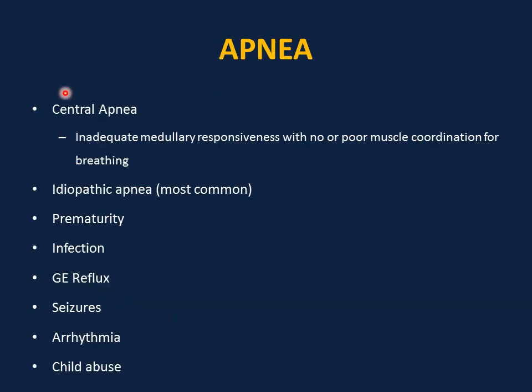Apnea. Causes of apnea: the central apnea because of inadequate medullary response with no or poor muscle coordination for breathing. This is central apnea. Idiopathic apnea is the most common cause. So it means that we don't know the cause of this type of apnea. Prematurity is associated with apnea. Infection, GI reflux, seizures, arrhythmia, and child abuse.